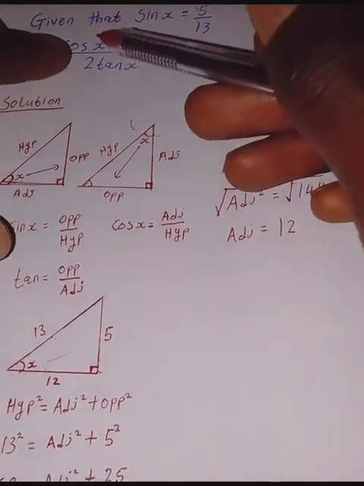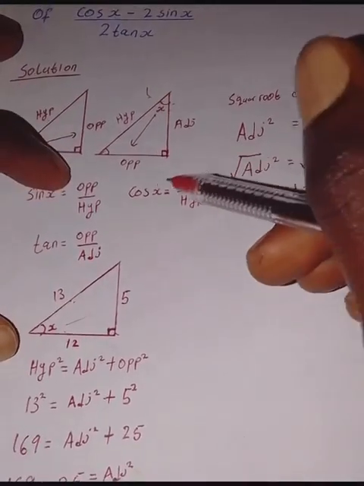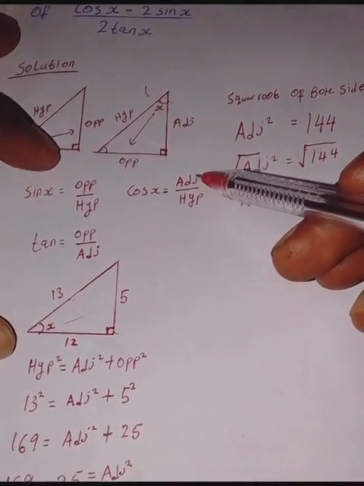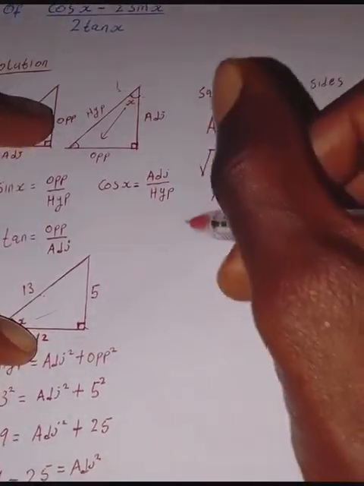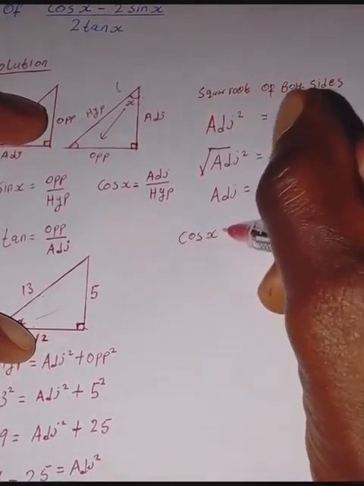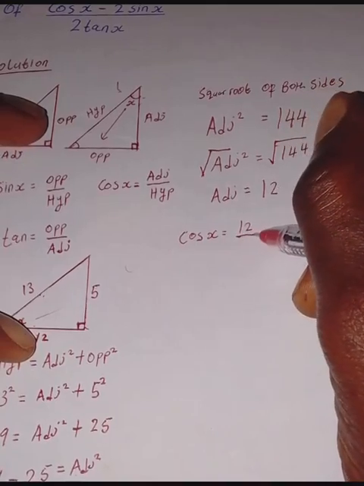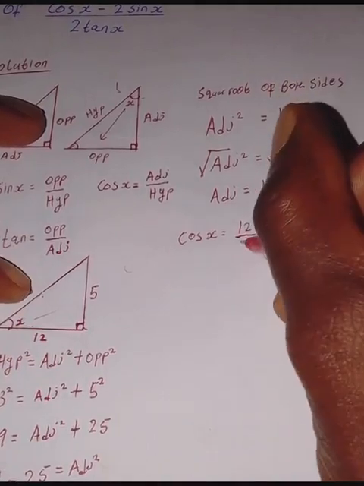So they ask us to find cos x. Cos x, and we know from here, I said cos x is what? Cos x is adjacent over hypotenuse. So from here, we already have an adjacent, which is 12. So it means cos x here is what? 12 over 13, adjacent over hypotenuse.